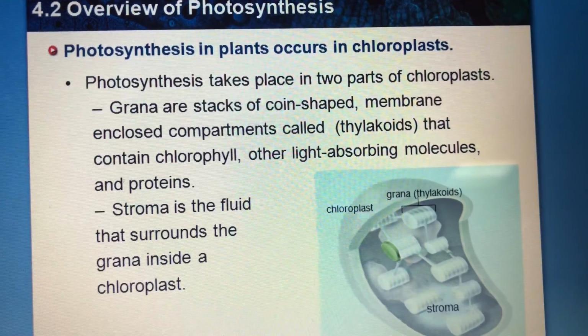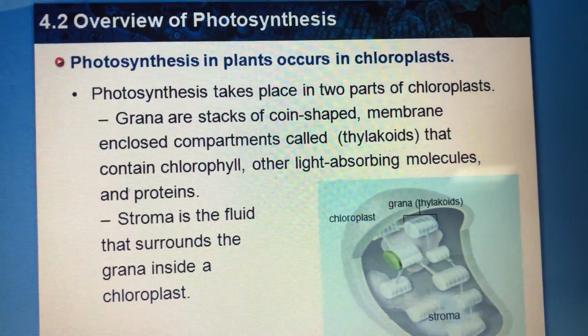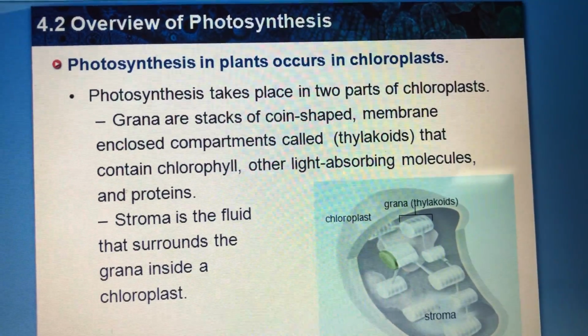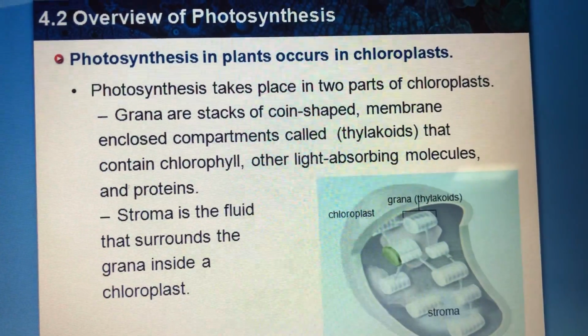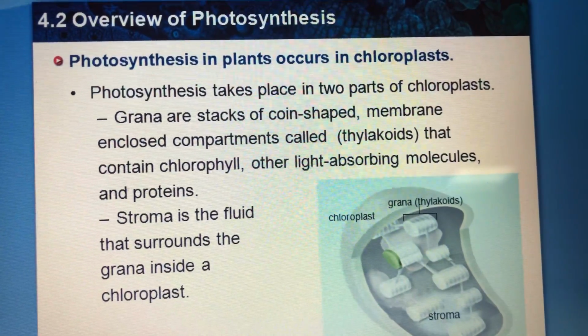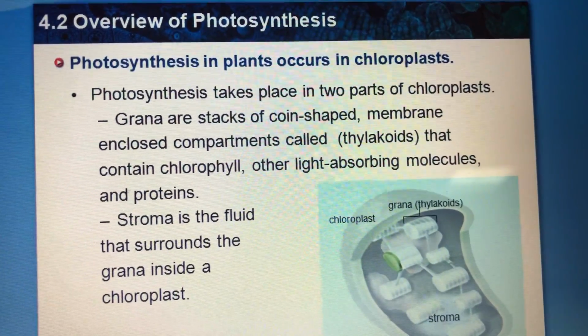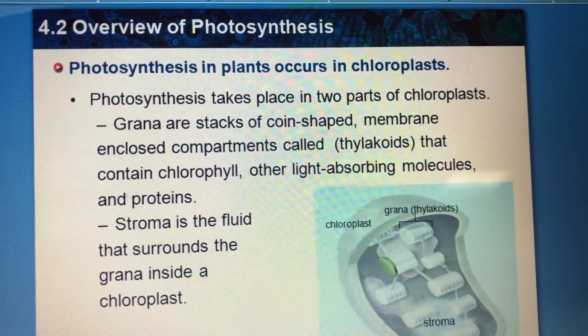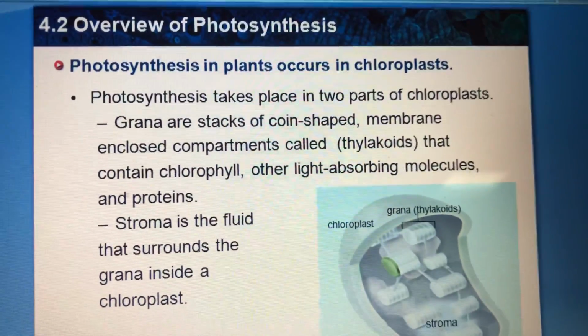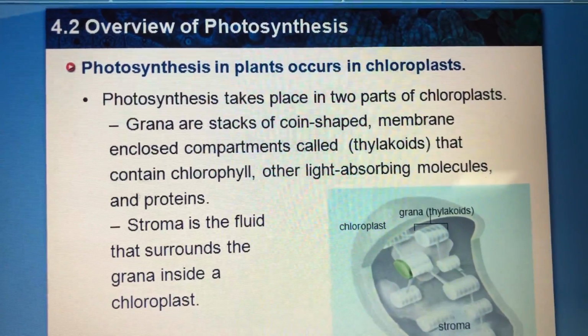of the chloroplast: the grana, which are stacks of coin-shaped membrane-enclosed compartments called the thylakoid that contain chlorophyll and other light-absorbing molecules, and the other part of the chloroplast where photosynthesis takes place, the stroma, which is the fluid that surrounds the grana inside the chloroplast.